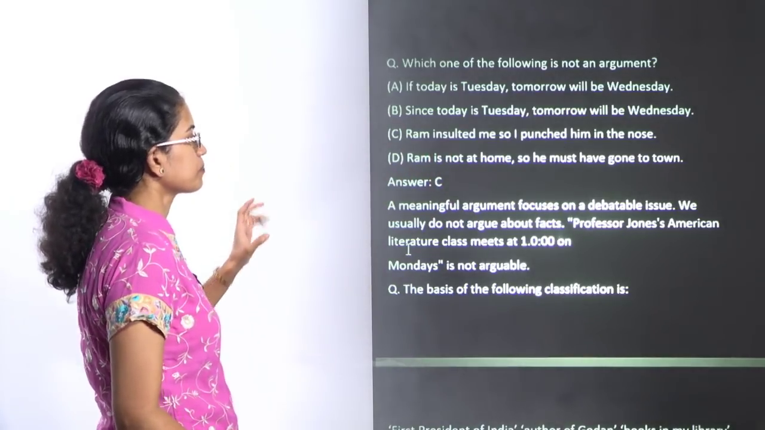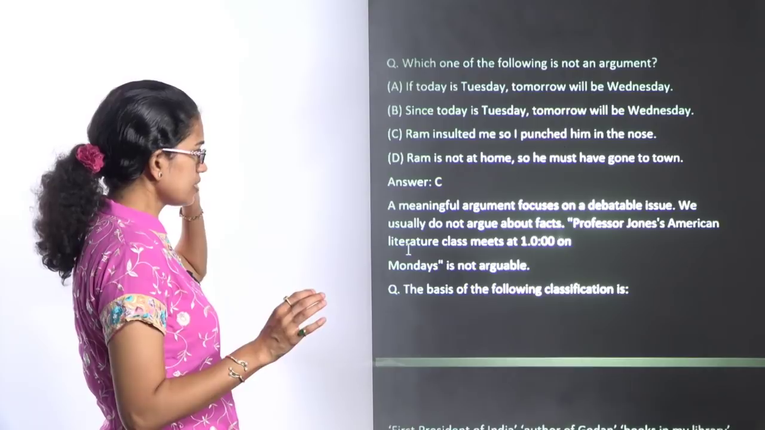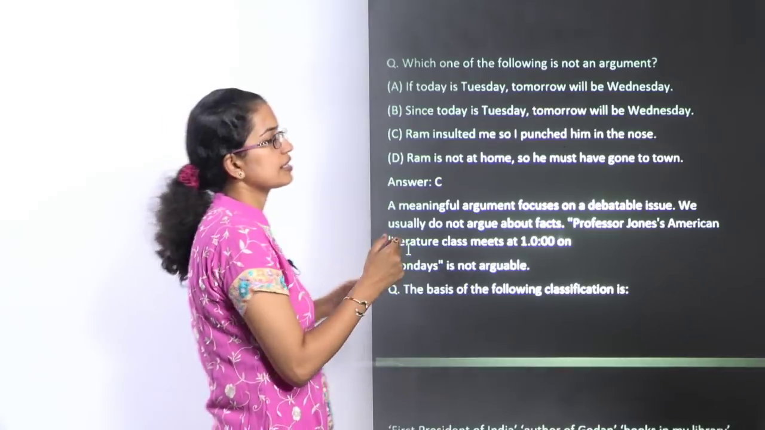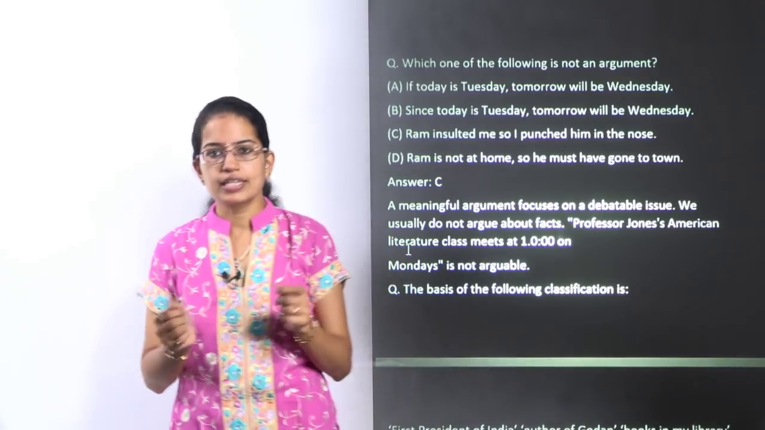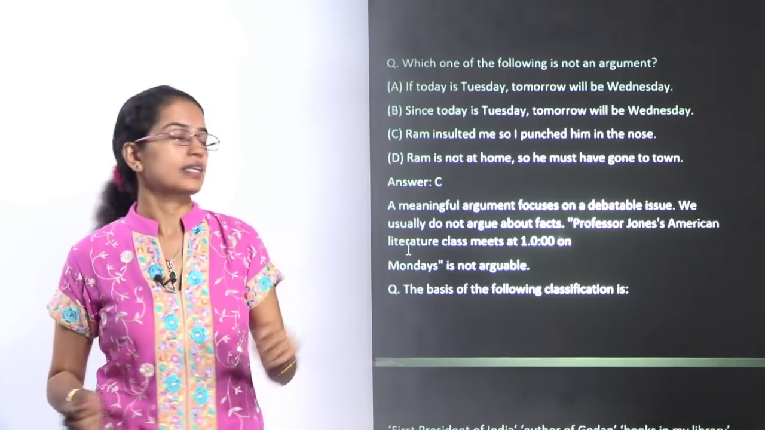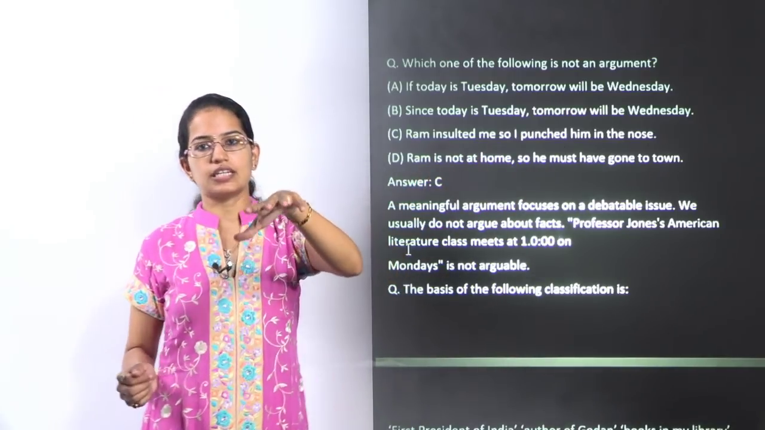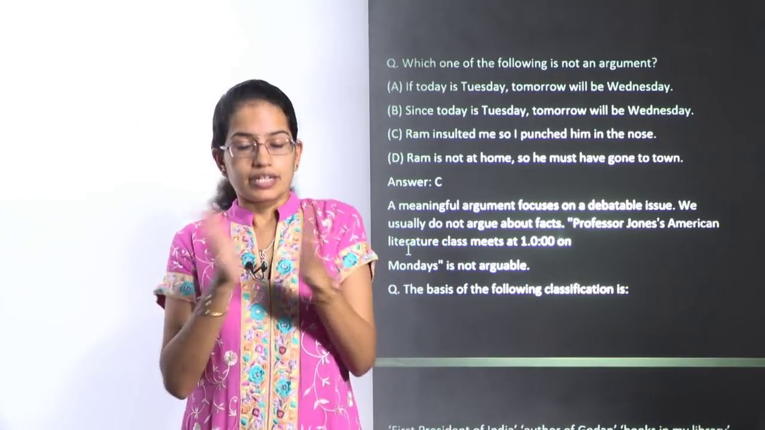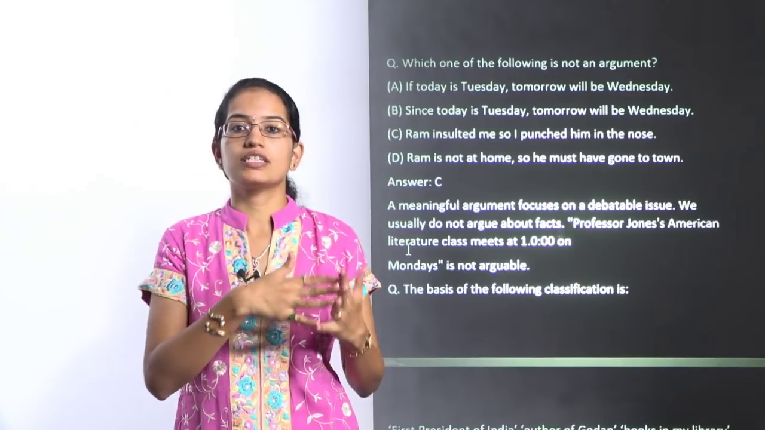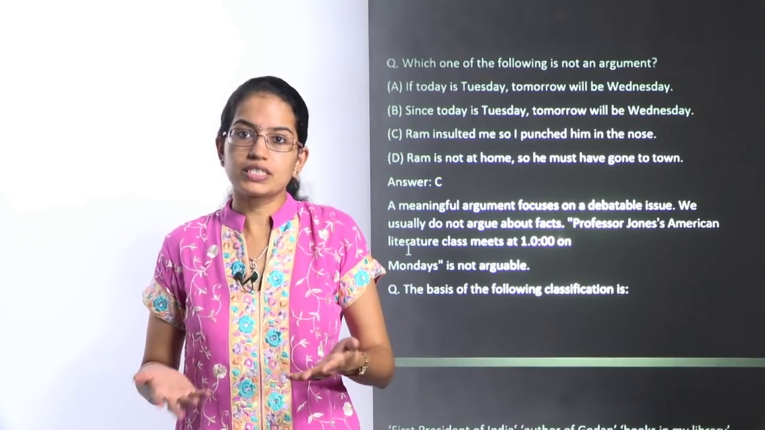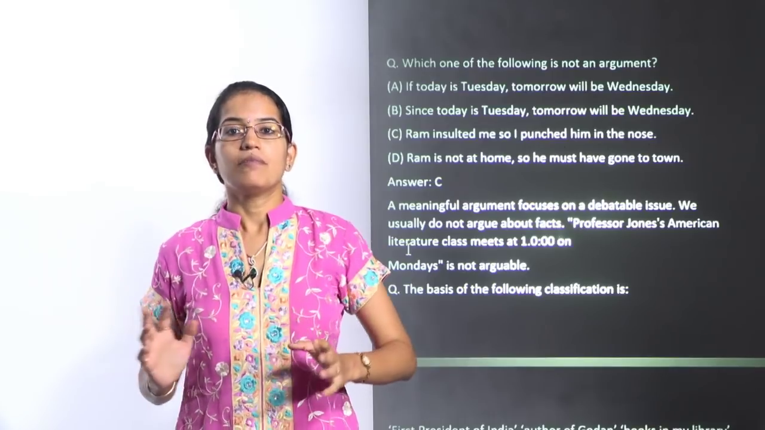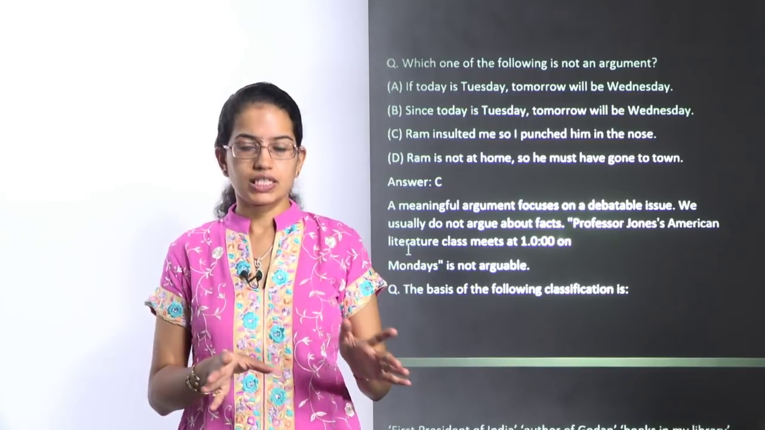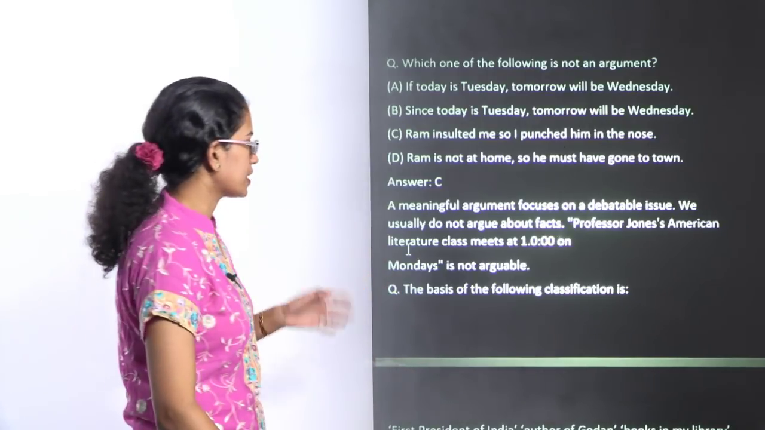A good example: under an argument we must have something that could be debated. A thing that cannot be debated is not an argument. In this case, Ram insulted me, so I punched him, is done. I cannot debate it. In this sentence, I am not debating. If I were saying it was good that I punched, it was bad that I punched, or I should have punched, that is something debatable. But this is a fact that is being told, that because he insulted me, I punched him, and therefore this is not an argument. A very important question.